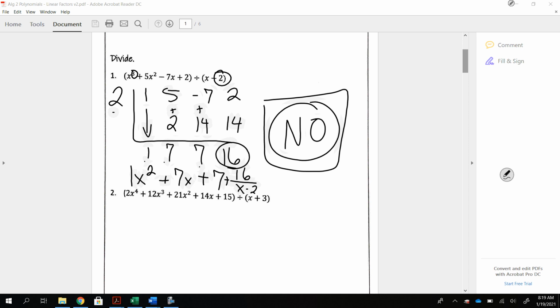So again, just follow the steps. Use synthetic division, which you should know how to do now. Boom, boom, boom. Then if you get a remainder, the binomial is not a linear factor. Okay? But if you don't get a remainder, then it is. You write yes or no. All right, moving on.